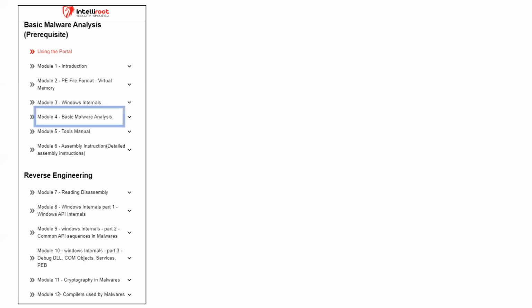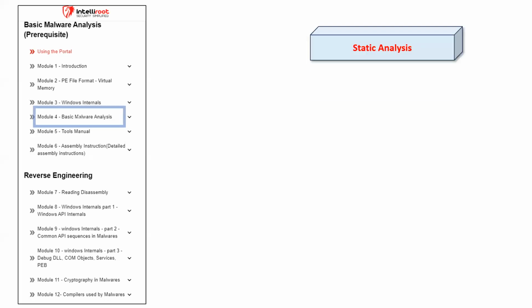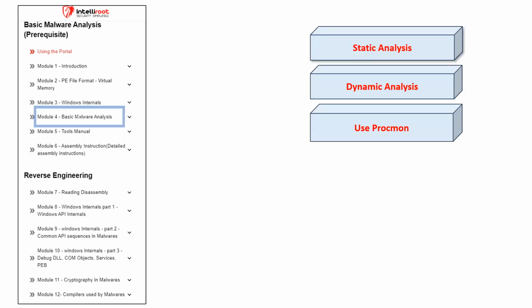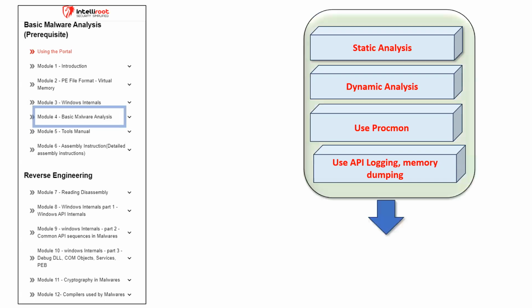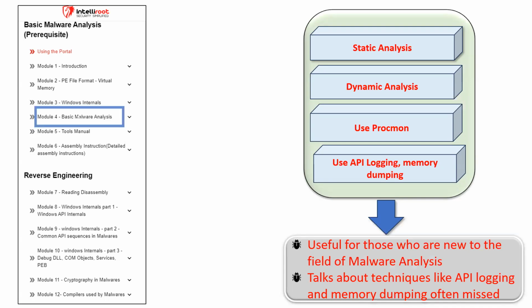Module 4 covers basic malware analysis. It talks about static analysis, dynamic analysis. It teaches you to use tools like Procmon, Process Hacker, and also teaches you some of the malware analysis techniques, which includes API logging and memory dumping. The knowledge gained from this module would be helpful for those who are completely new to malware analysis. It talks about some of the unique techniques used in malware analysis like API logging and memory dumping, which are often missed by malware analysts.